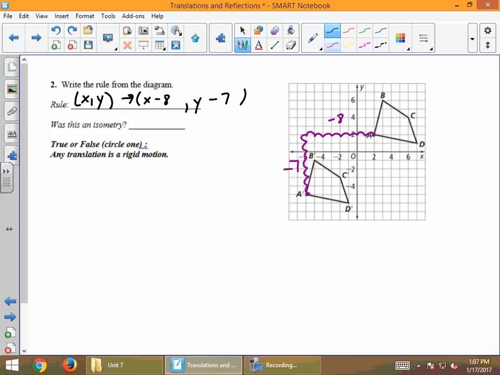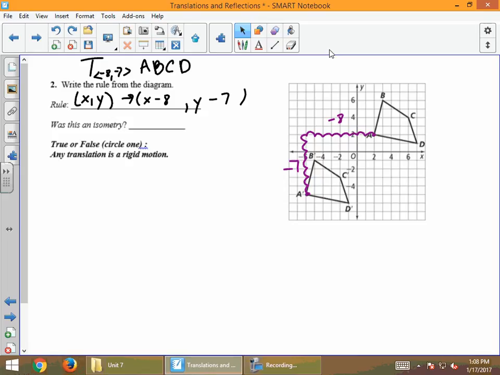Another way that you'll see it, you might be able to write it, is you just do a capital T. Put your little brackets. Again, your x movement goes first, so we're going to write -8. And then your y movement goes second, so -7. And then you just write the letters of the shape you moved, A, B, C, D. Either way is a correct way to write a rule. You might be asked to write it the equation way. But it's coming up sometime soon, so keep that in mind. Questions over that? Okay.